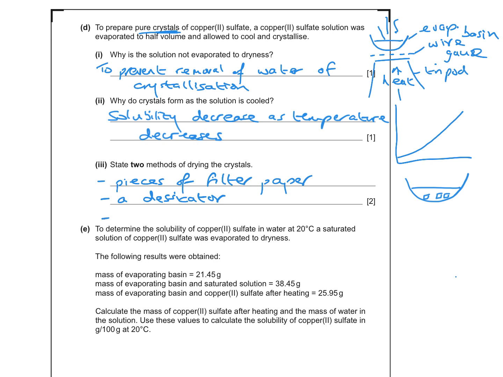A third option would be a low temperature oven. Now, we wouldn't obviously use a high temperature oven, because that would heat the crystals too much and it would drive out the water of crystallization. But if you use a low temperature, so it's just warm enough to dry the crystals, but not too warm so as to drive out that water of crystallization. So anyway, 2 of those 3 options is fine.